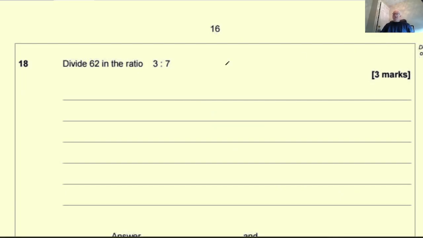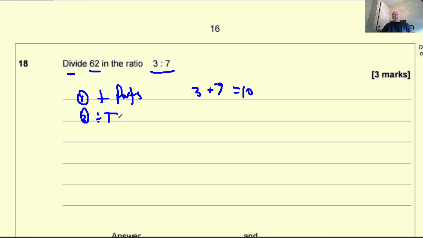Question 18. Straightforward ratio question. We've got given a total, we're given a ratio, we just need to divide into it. So add the parts together. So rule 1 is add the parts. 3 plus 7 is going to give me 10 parts. Rule number 2, divide total by the number of parts that you got from rule 1.